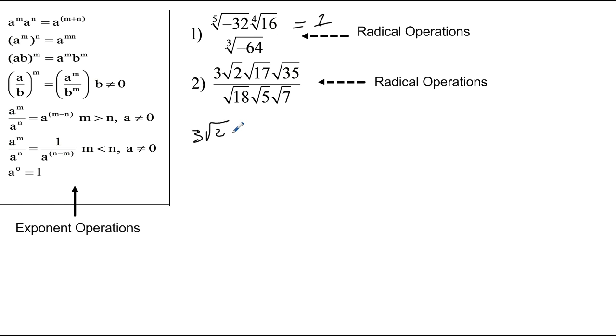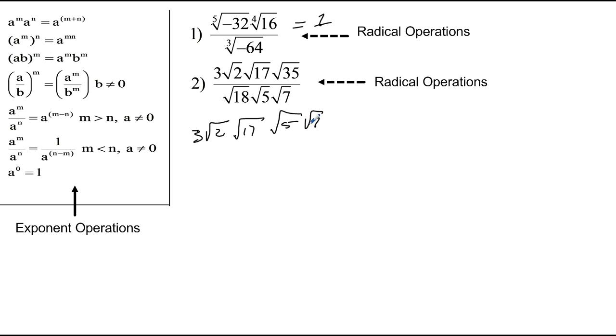2 is a prime number, so there's no breaking that number down. Times the square root of 17. 17 is a prime number. And times the square root of 35. What is the square root of 35? 5 times 7 is 35. So it's the square root of 5 times the square root of 7.